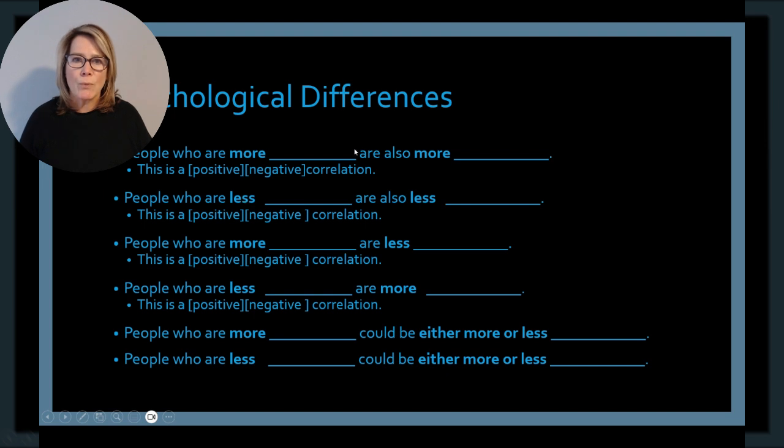So newsflash, more and more or less and less should both be positive correlations because they're going in the same direction. There's more of this and more of that, less of this and less of that. But once you get more and less or less and more, they're going in opposite directions. And so that's a negative correlation. And then the last two, if they're more of something, say more extroverted or more conscientious or empathetic or whatever it is that you wanted to measure, could be either more or less. What that means is knowing that first variable doesn't tell you anything about the second one. That's a very weak correlation, or the variables might not be correlated.